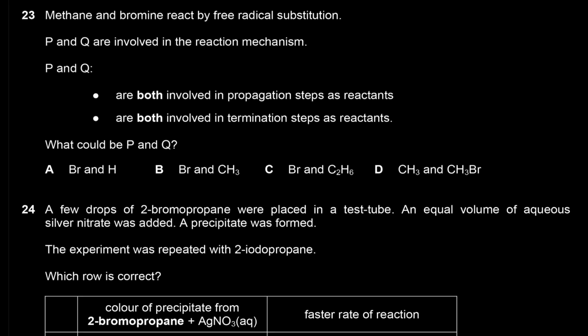Methane and bromine react by free radical substitution. P and Q are involved in the reaction mechanism. P and Q are both involved in propagation steps as reactants and are both involved in termination steps as reactants. What could be P and Q?